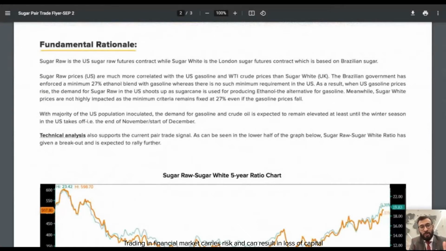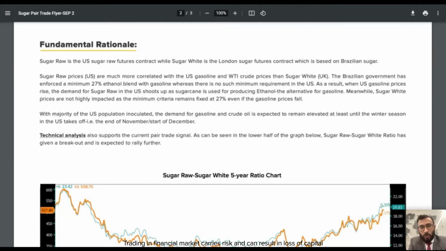Sugar raw is a US based sugar. Sugar white is a London based sugar based on the Brazilian one. So I'm going to name them US and UK, so it is easier. US sugar is more correlated. Correlated means if the price of this goes up, the price of this also goes up; if this goes down, this also goes down. They are correlated with each other.